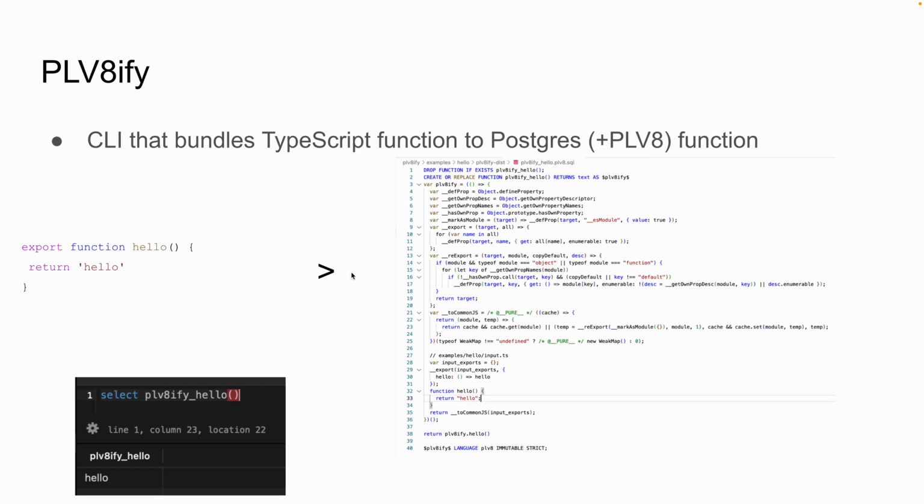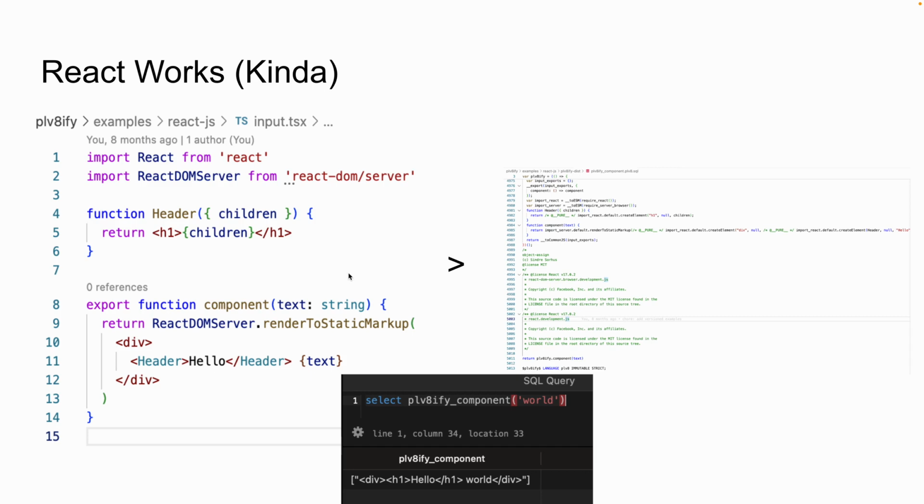And this was fun, but then I had an interesting idea. What if I could run the same function on React.js? Because React.js is also JavaScript. And then React also works, kinda, and this was an amazing feeling. So I could write a React function, render it to static markup, and feed it to PLV8ify, and I got out of it a 5,000 line function, but calling it from Postgres did actually work.